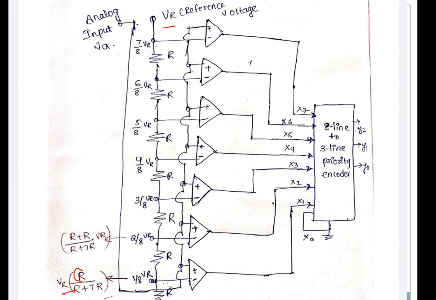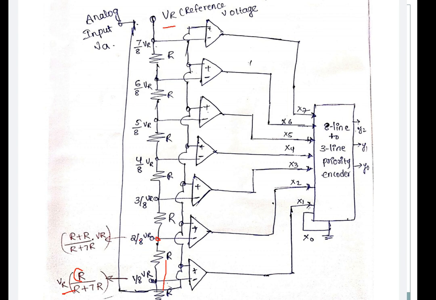At this point I need to calculate the voltage. The known voltage is VR, and the impedance at this point is R, divided by the total impedance 8R. So at this point I am getting the voltage VR by 8. Similarly here I need to calculate the voltage. Here the impedance is R plus R, 2R, by the total impedance 8R. So the voltage at this point is the known voltage VR multiplied by the impedance across this branch, R plus R, 2R, divided by the total impedance 8R.